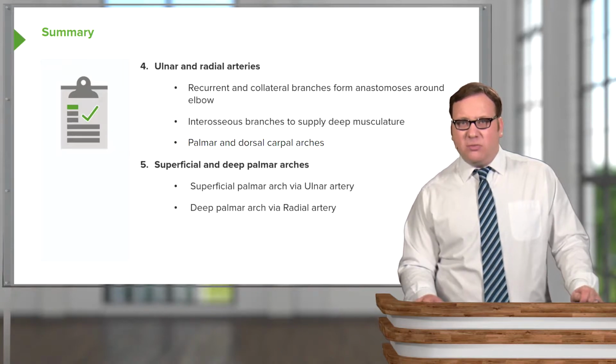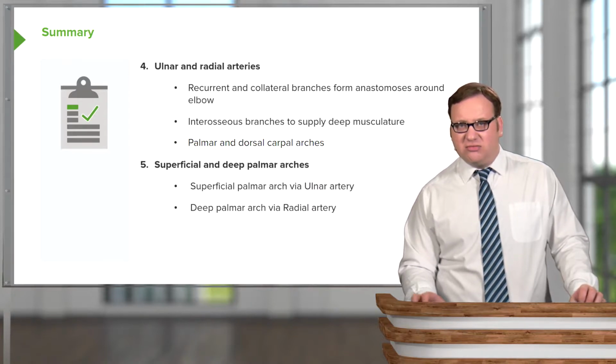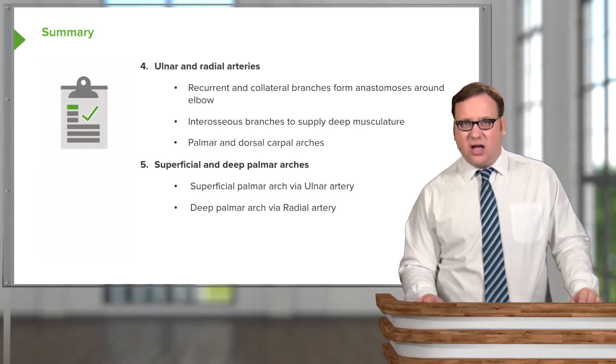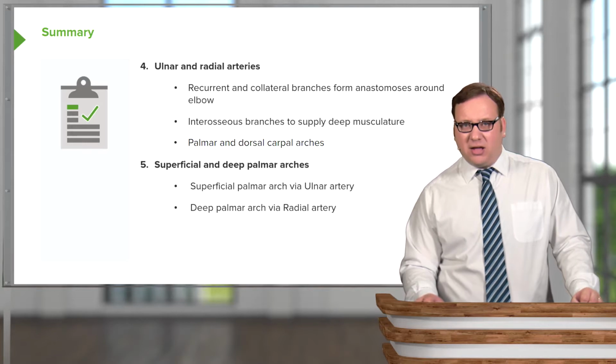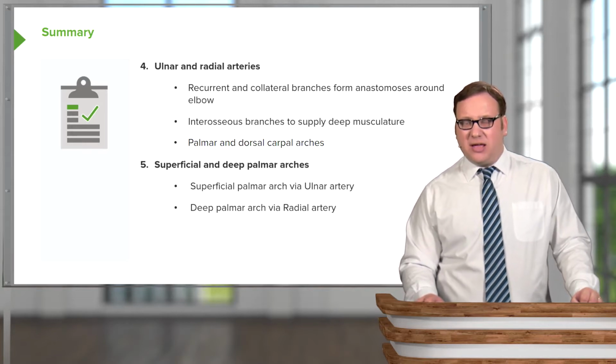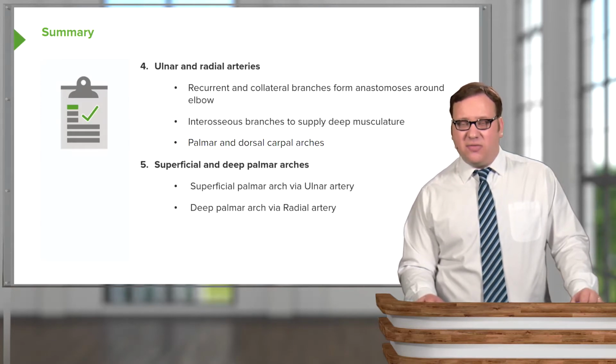We looked at the blood supply to the deep musculature via interosseous branches, and then the 2 carpal arches, very briefly, the palmar and dorsal, coming from the radial and ulnar arteries. We finished by looking at the superficial and the deep palmar arches. These are supplied by the ulnar and the radial arteries to supply the digits of the hand.